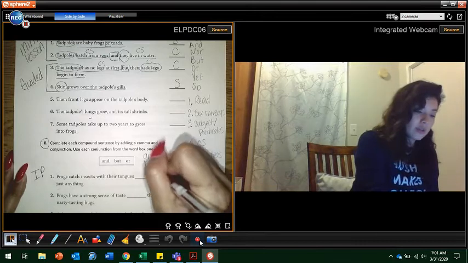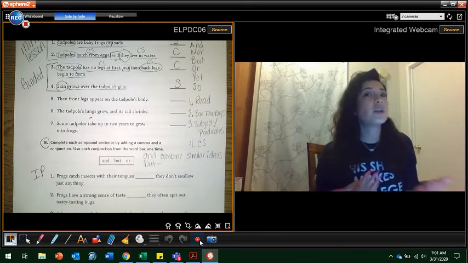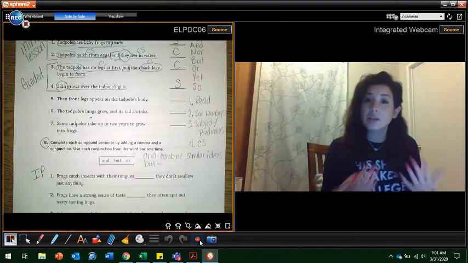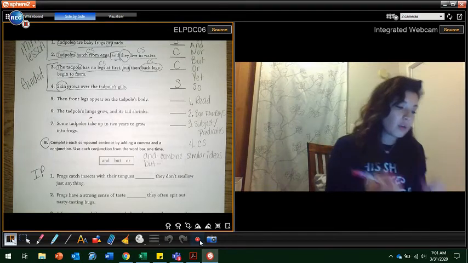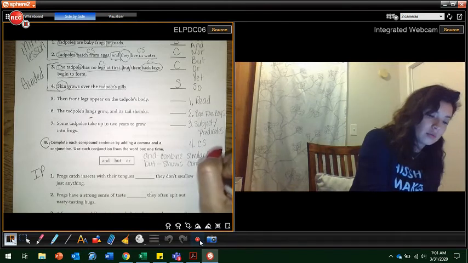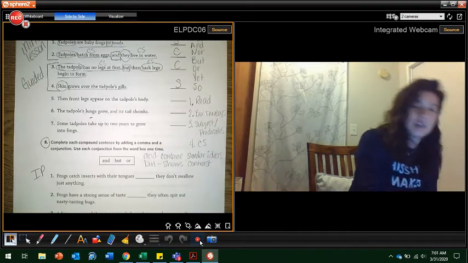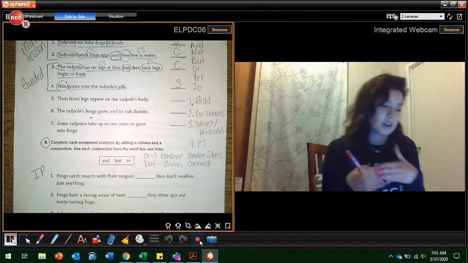If we're using the fanboy but, it means something different. So we can't use it in every type of sentence. It has to make sense with the ideas that we want to combine. So but shows contrast. Two ideas that kind of go against each other or contradict each other.